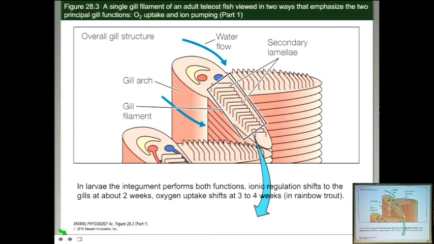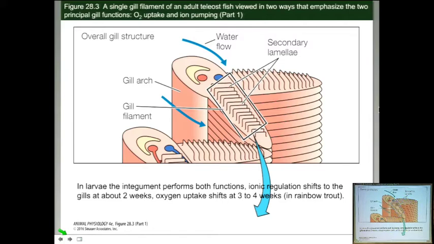Now, as I said, there's two functions of the gills, really, two major functions. One of them is related to oxygen uptake, and we've studied that already in previous parts of the course. And the other part we're looking at now, and that's salt, sodium and chloride uptake. Now, these functions are performed by the same gills, but different parts of the gill.